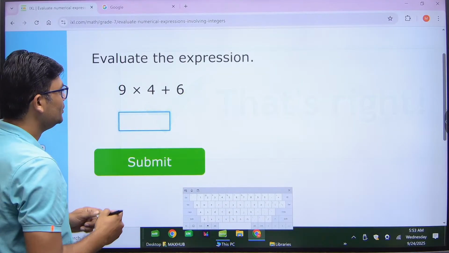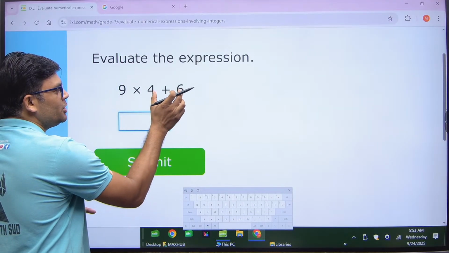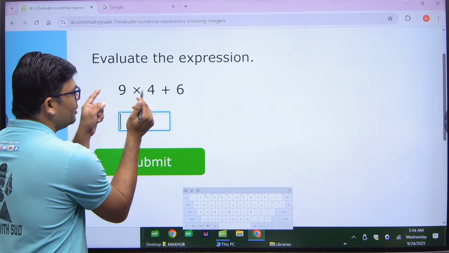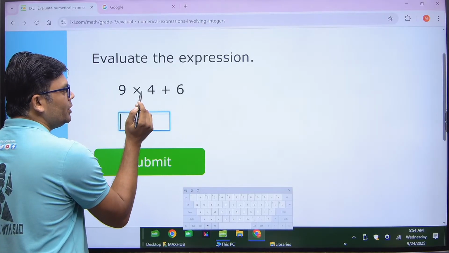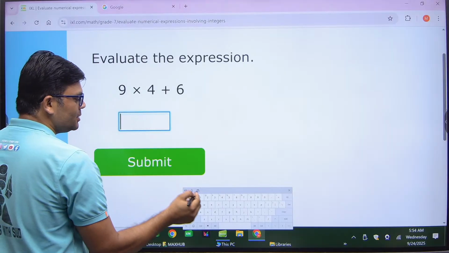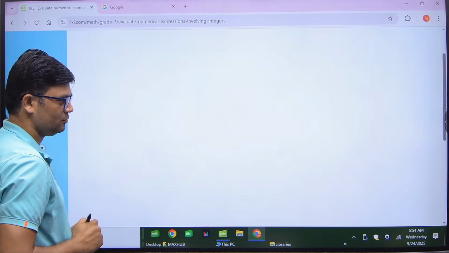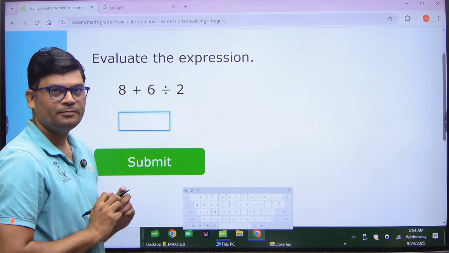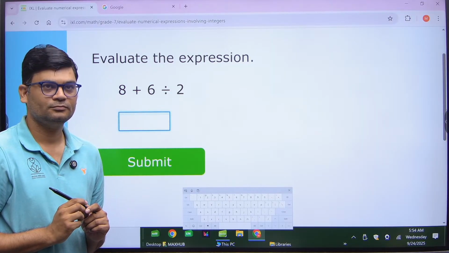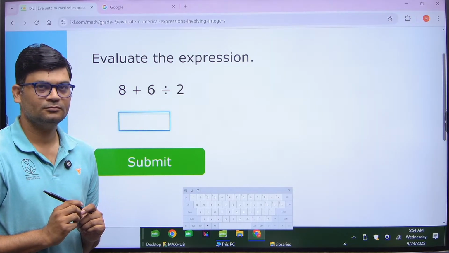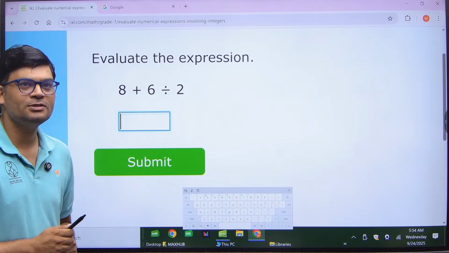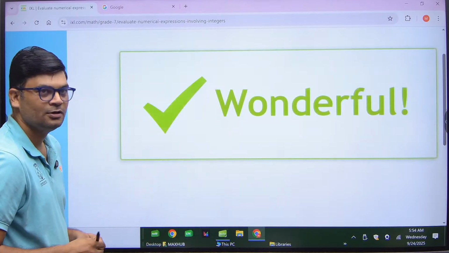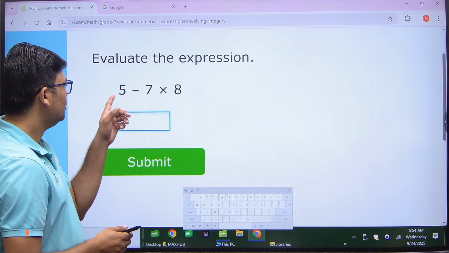Yeah, I'm getting it. Now the student will do 6 plus 4, 10, 10 into 9, 90, which is not the case. First you have to multiply. So 9 into 4 is 36. 36 plus 6 is 42. Now what you will do first, tell me. First you have to do division. So 6 by 2 is how much? 3. 3 plus 8 is how much? 11. Wonderful.